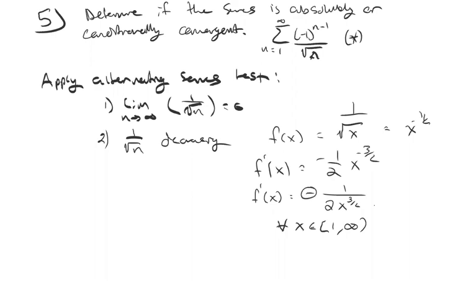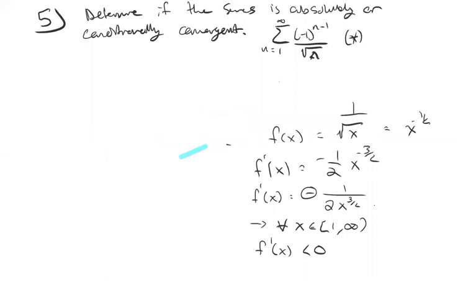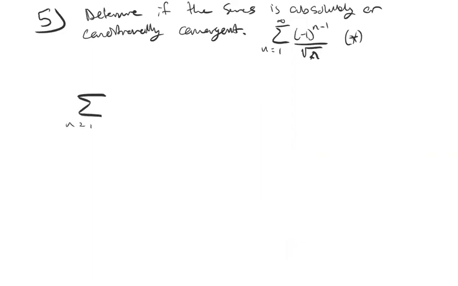And with this negative sign here, we have that f prime of x is less than 0. So for all x values in that interval, f prime of x is less than 0. That tells us that we can apply the alternating series test and make our final conclusion, which is that the series, n equals 1 to infinity, of (-1)^(n-1) over the square root of n converges by the alternating series test.